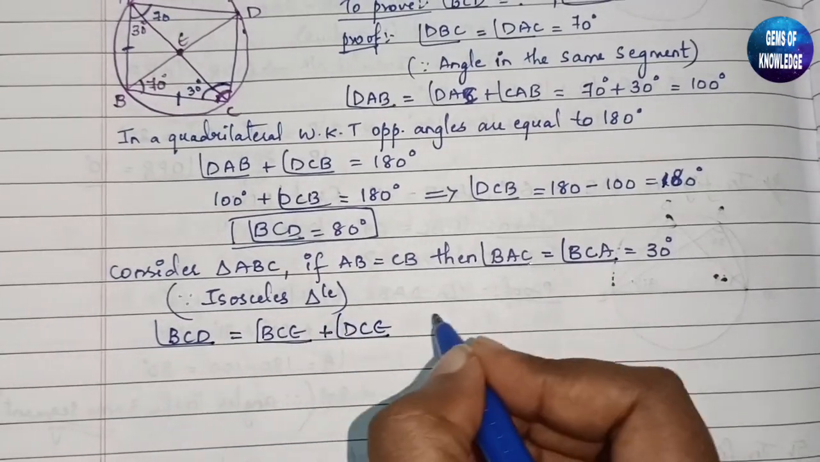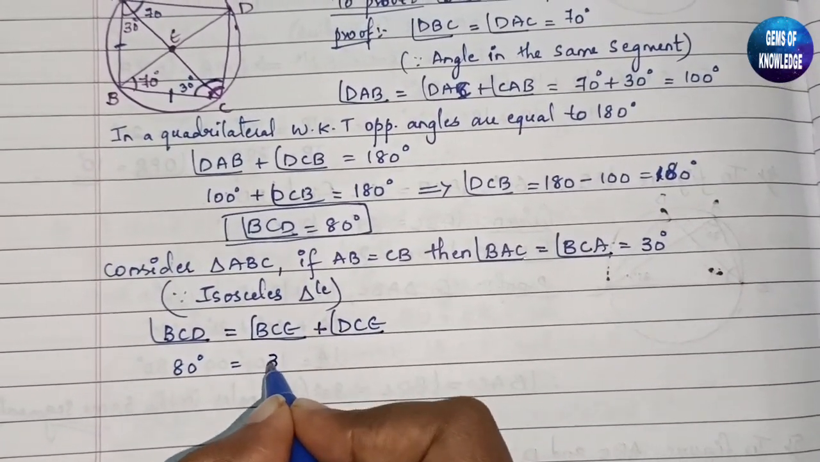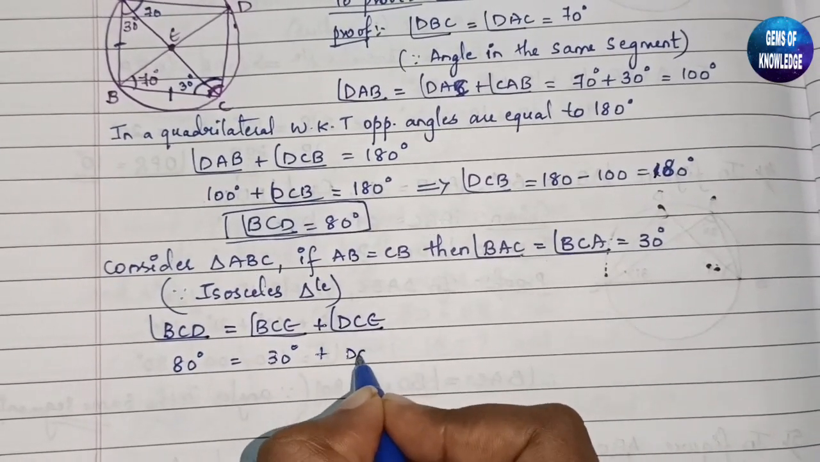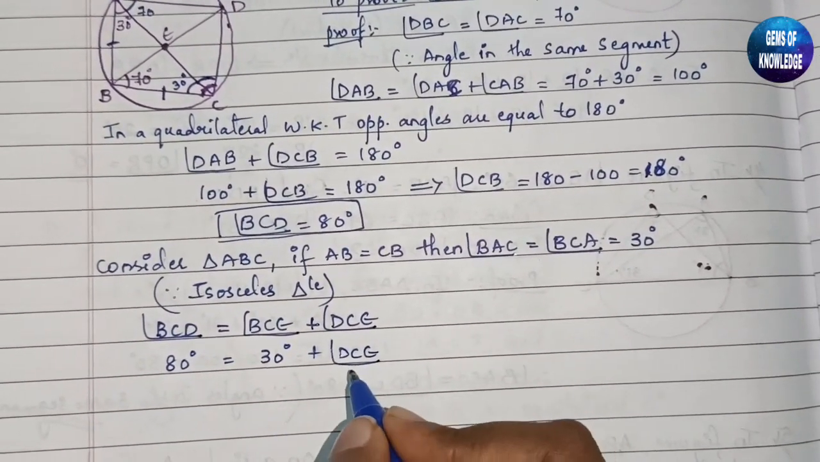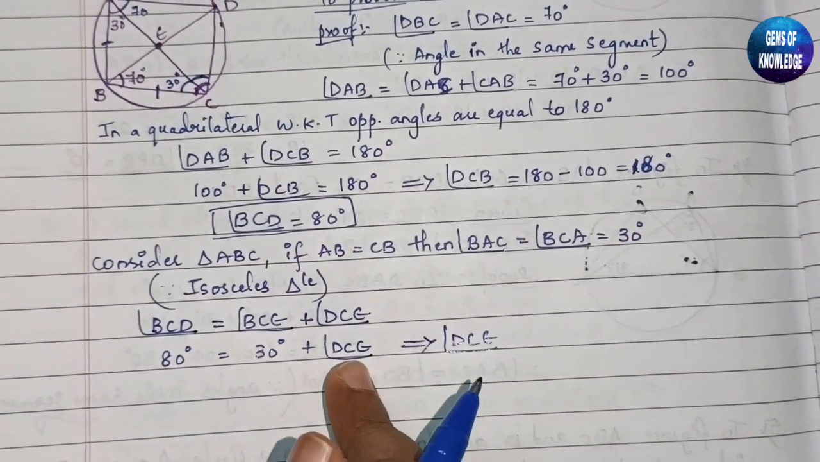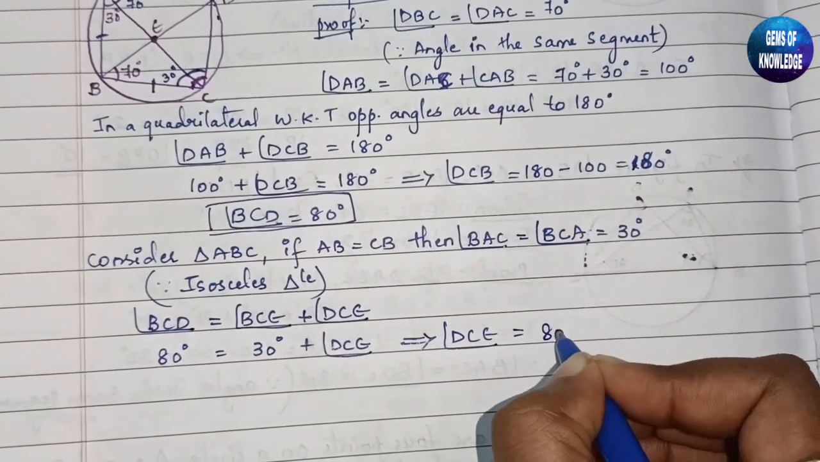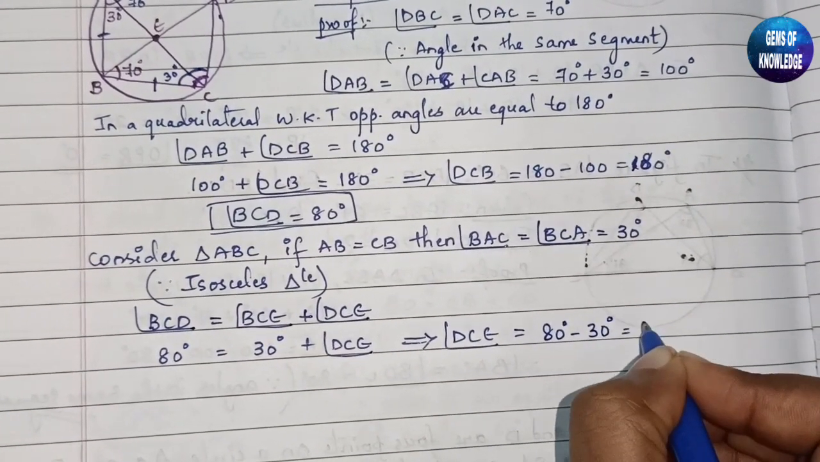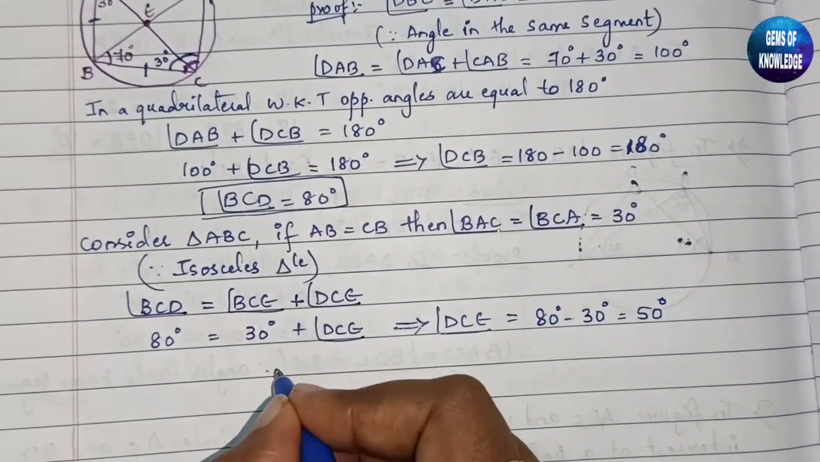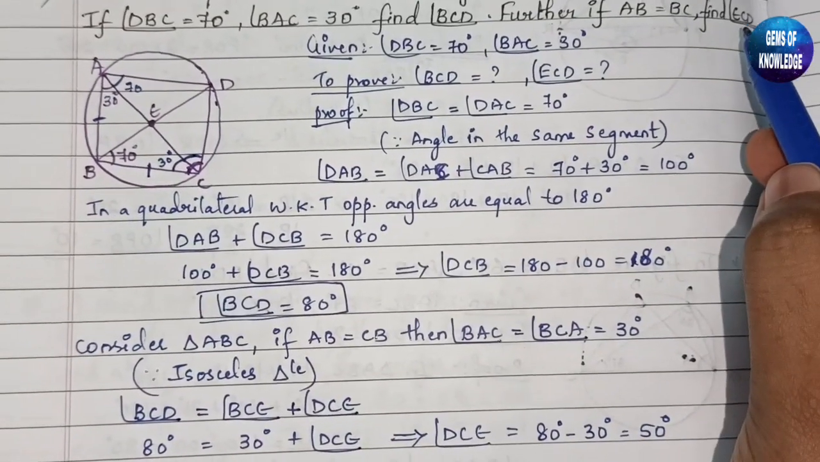Okay, so we know that angle BCD is equal to 80 degrees, which is equal to 30 degrees plus DCE. So DCE is equal to, we will keep DCE as it is here and move this to this side. So it will become 80 degrees minus 30 degrees, which is equal to 50 degrees. Therefore, we got the value of ECD, which we needed.